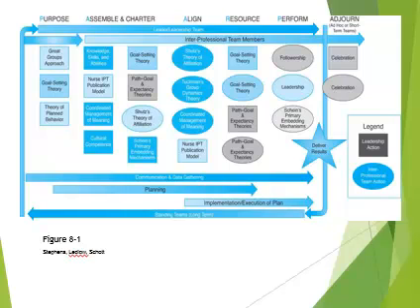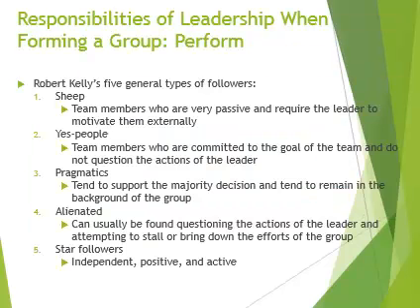All right, now we're going to talk about the next part of the PAARP, and that is perform. There are 5 types of followers, and if you think to groups you've been in or activities you've been a part of where people have to work together, I'm sure you've met several of these people within your group. So one is sheep. They're team members that are passive. They require the leader to motivate them externally, so they will follow you if you lead them. There's yes people. These are committed to the goal of the team, but they don't question the actions of the leader.